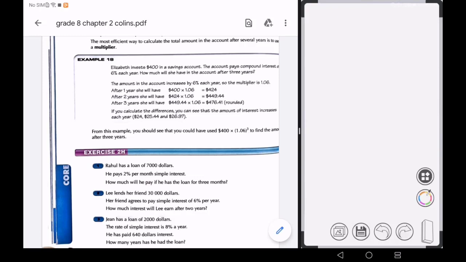Now one more last question. Lee lends her friend $30,000. Her friend agrees to pay simple interest of 6% per year. How much interest will Lee get after 2 years? So what you will do is find the 6% interest of 30,000 and multiply by 2. And the compound, inshallah, we will discuss. We have already discussed in example 18. We will discuss it in the class more.